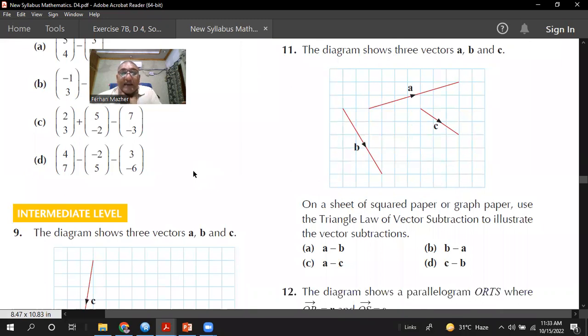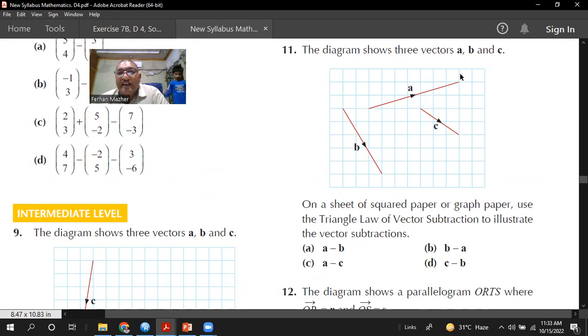It says the diagram shows three vectors A, B, and C on a sheet of squared paper or graph paper. Use the triangle law of vector subtraction to illustrate a vector subtraction. Whenever you want to subtract two vectors, you put them in such a way that the tails are joined with each other. So look at first of all A.